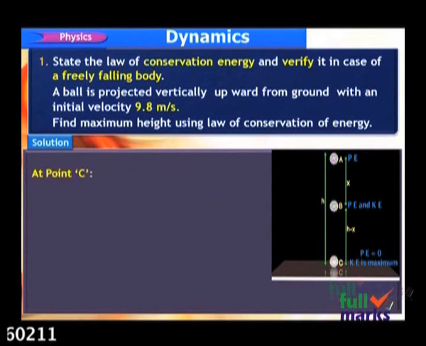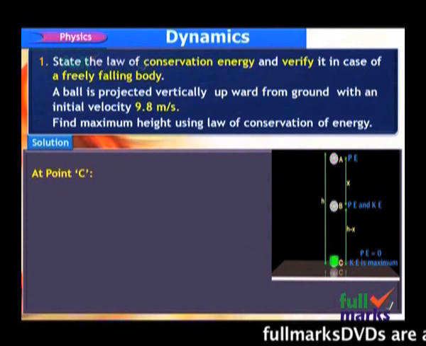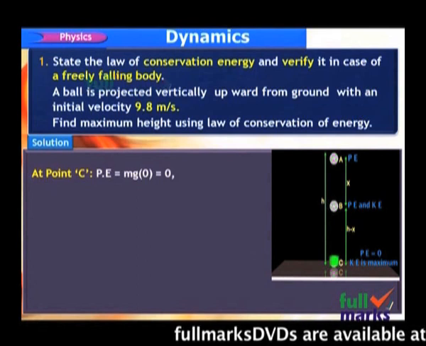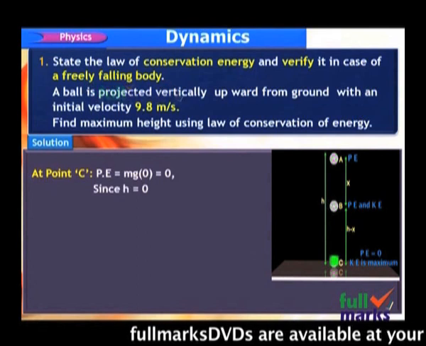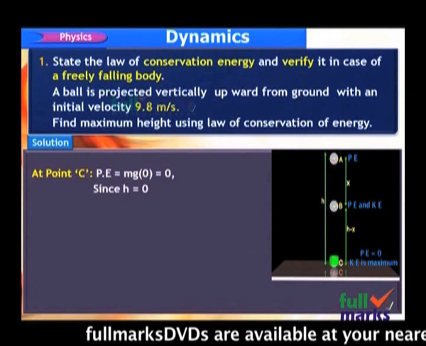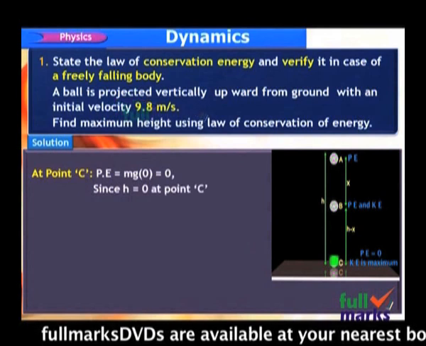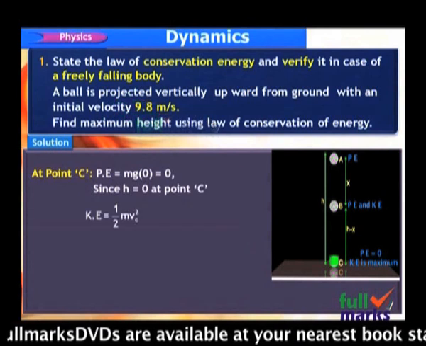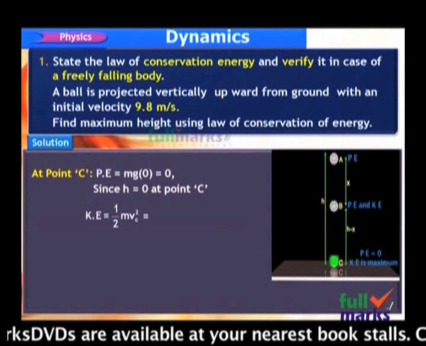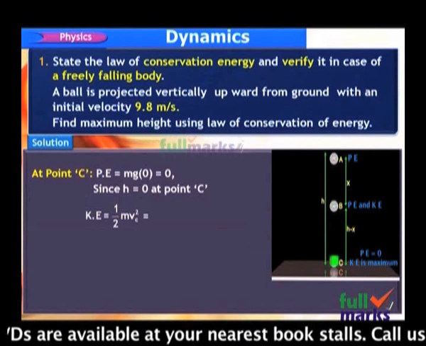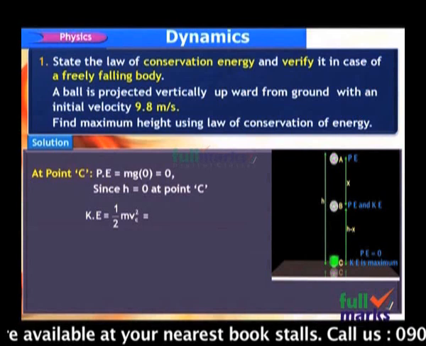Now we consider at C. C means when it reaches the ground. When it reaches the ground, what is the energy that it contains? Only kinetic energy. At this point, potential energy is equivalent to 0. Why? Because h is equivalent to 0. mg into 0 is equivalent to 0. This is potential energy. Now kinetic energy is half m vc square.